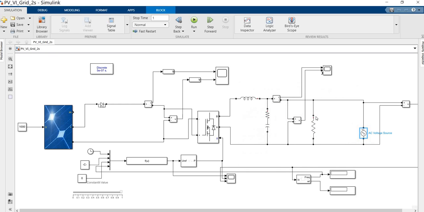This is another voltage. Now the major criterion is how we are going to connect this PV system or this inverter, so that it is integrated into the grid or the AC source.